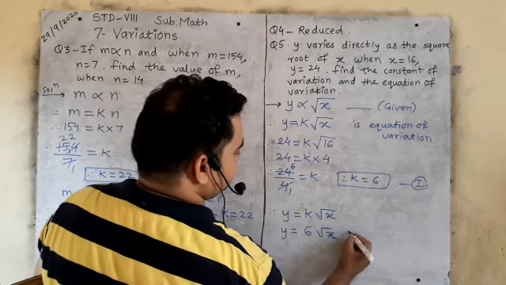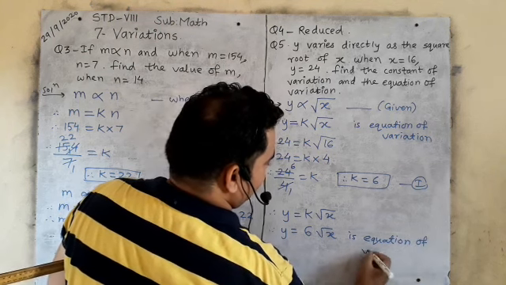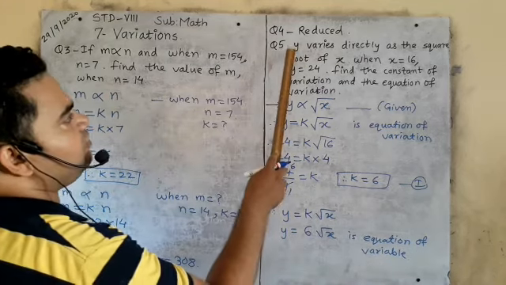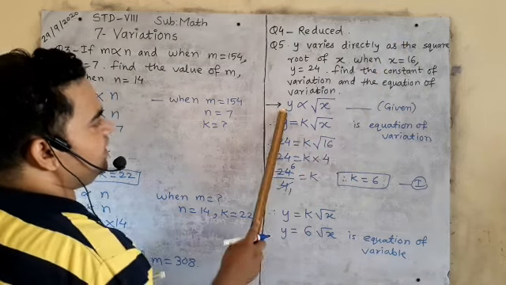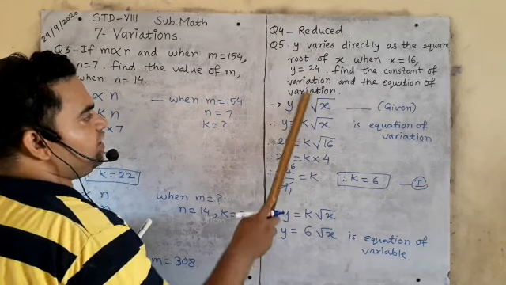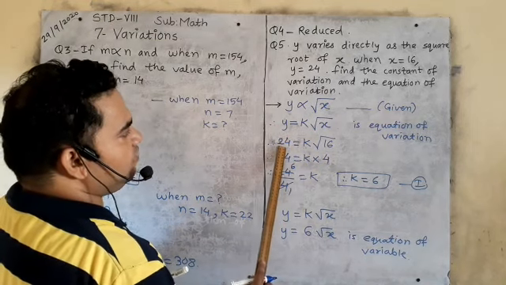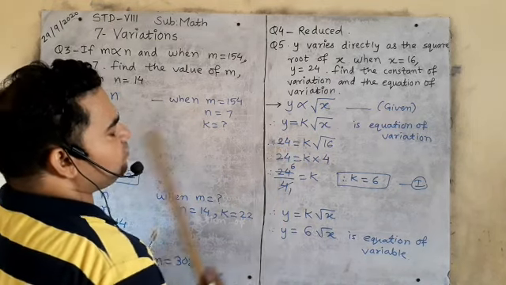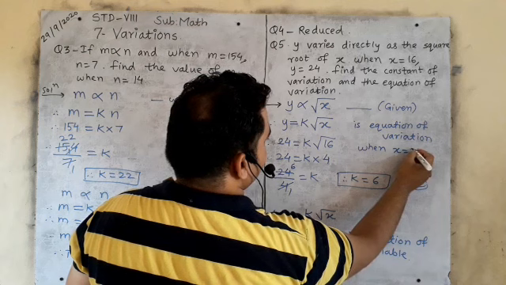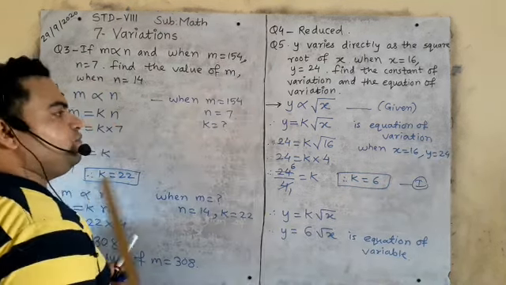This is the equation of variation. Simple. It is very easy to write. First we will put y varies directly as the square root of x. Y is directly proportional to the square root of x. See, this is the equation. We will write in place of alpha equals k, this is the equation of variation. Okay. Now put the values. Y is equal to 24 and x is equal to 16. You can put there when x is equal to 16 and y is equal to 24. Then put the values and solve.